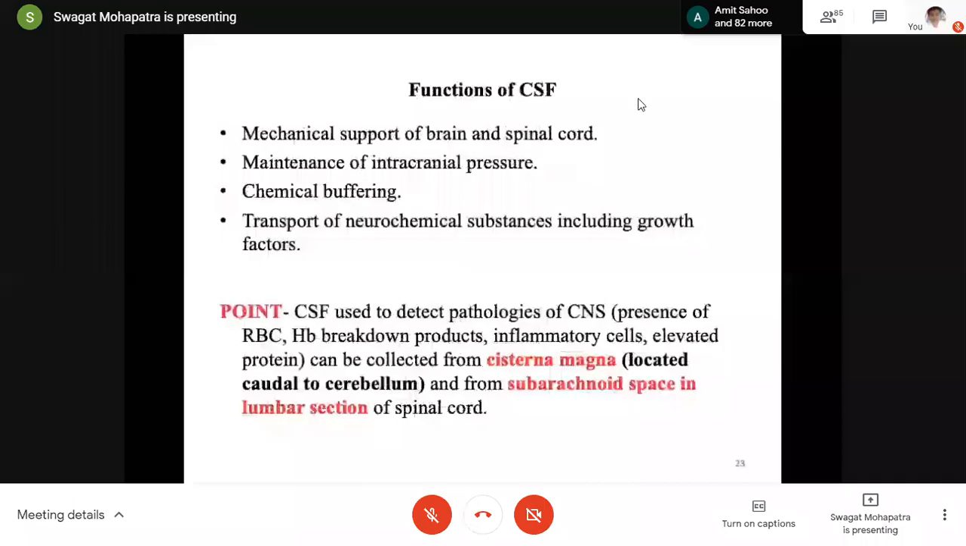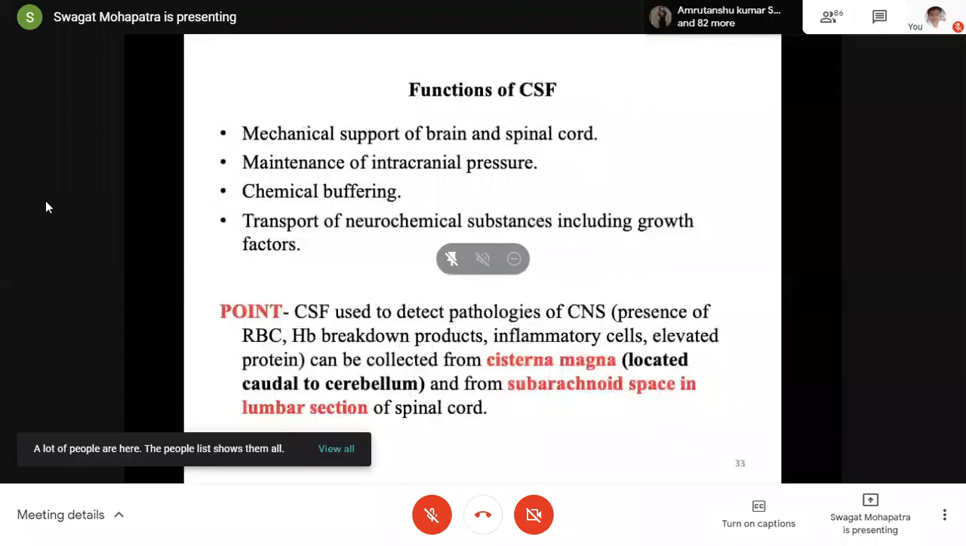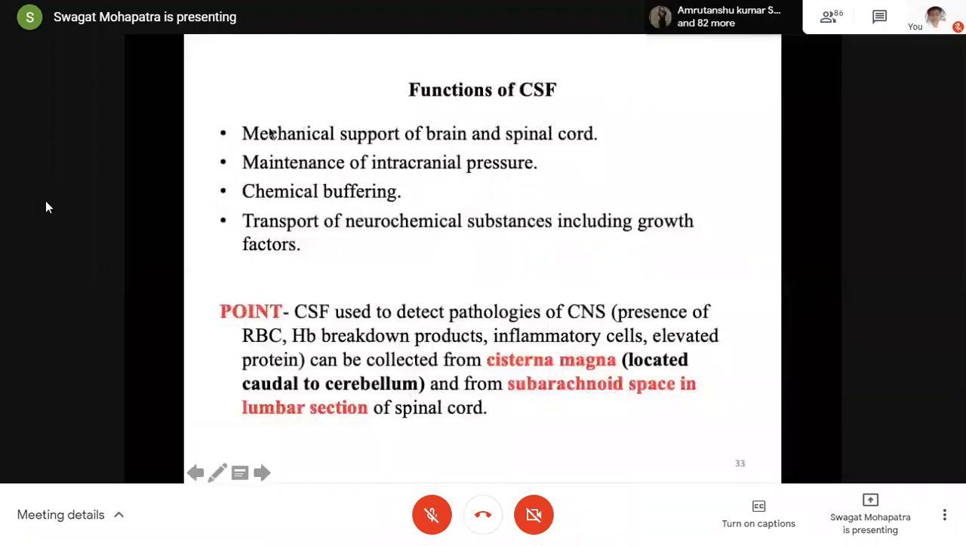Just before that, some functions of CSF. It can come as a short type question. First is the mechanical support of brain and spinal cord. Second is the maintenance of intracranial pressure. Third is chemical buffering. Fourth is transport of neurochemical substances, including growth factors. So these are the basic functions of the CSF.